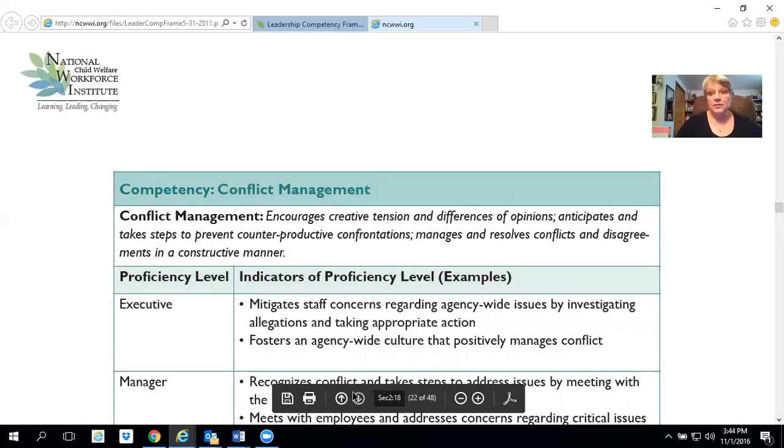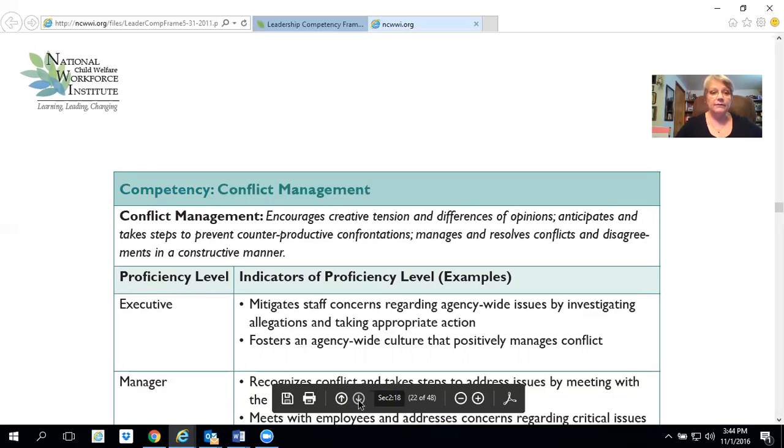If you worked with a supervisor or a manager, maybe you got to see somebody really do good work in conflict management. A real good leader in child welfare will encourage creative tension and differences of opinion. I did that all the time. In the 25 years I was leading groups around the country, I started off every session saying, I really hope that there will be some strong differences of opinion, because that's where good work comes.